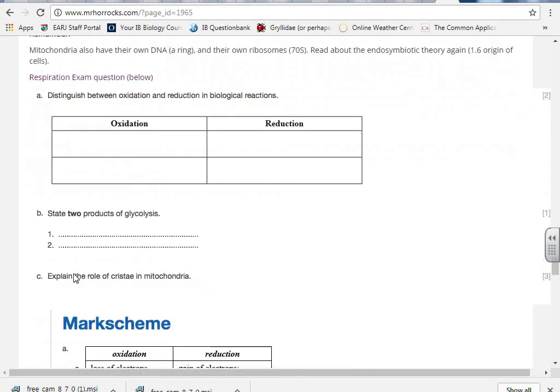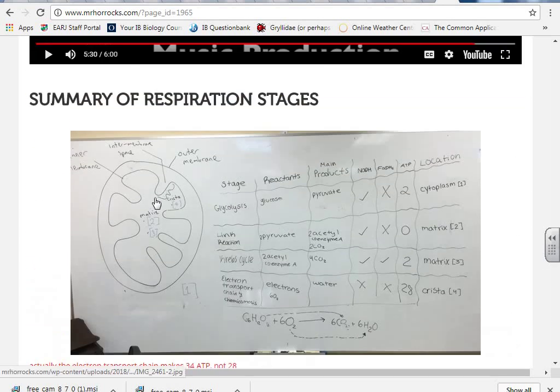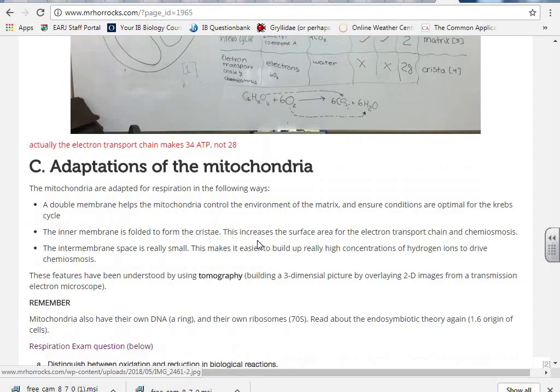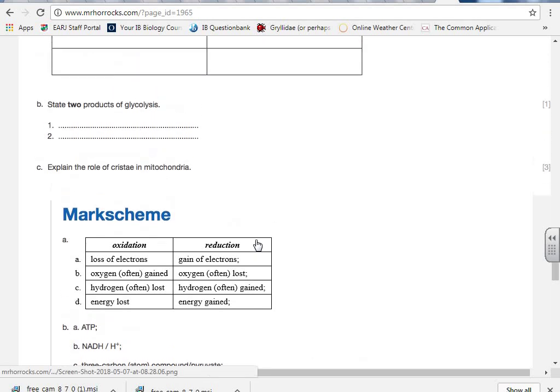This one here. Explain the role of cristae in mitochondria. So cristae are these folds here. The folds in the inner membrane are called cristae. So it's where the chemiosmosis happens. Okay, we got that. Anything else?